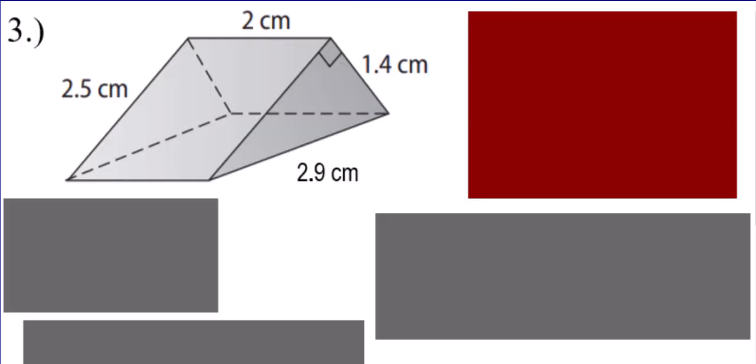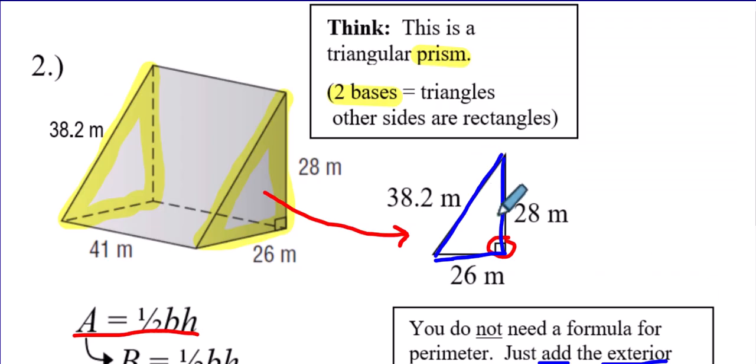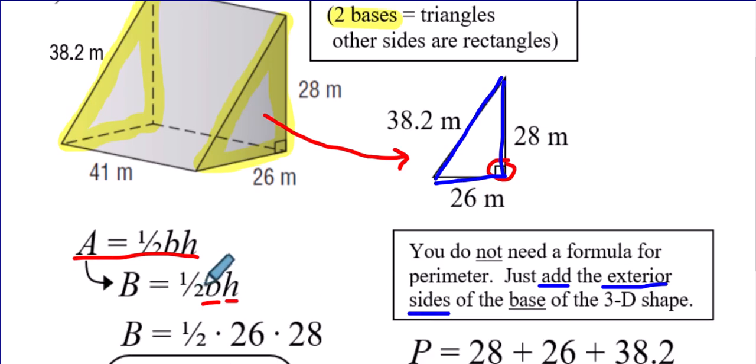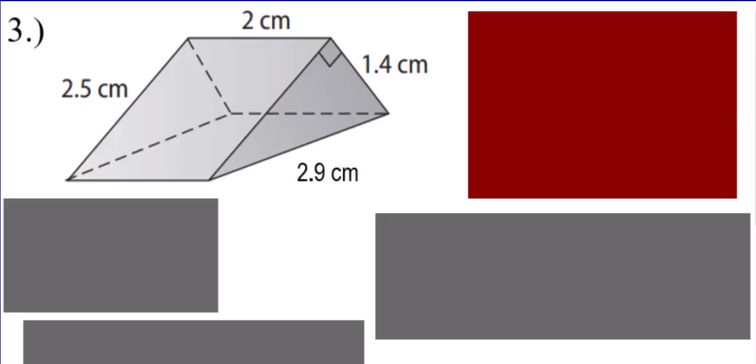Okay, I would like for you to try problem number 3 and problem number 4 on your own. I would highly recommend drawing a quick sketch of the shape of the base and labeling all the sides of that shape. If there's a right angle, make sure you draw the right angle so you know who's your lowercase b and your lowercase h.